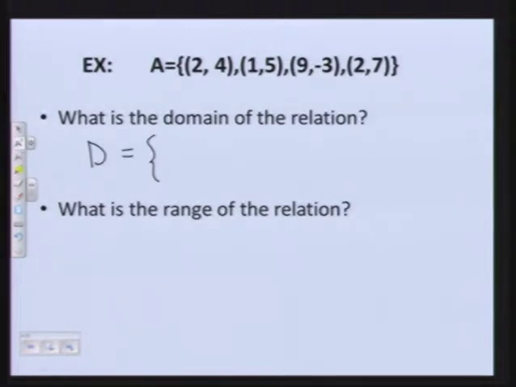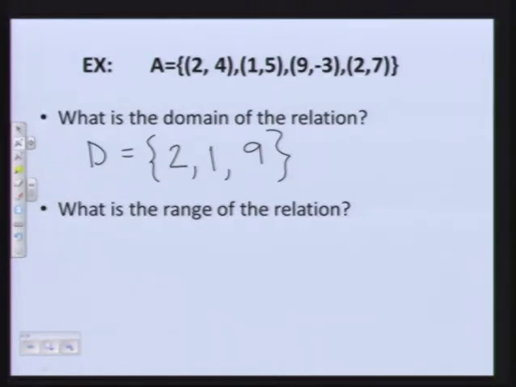So for set A here, I'm just going to list the elements of the domain. So first one, my x here, I have 2. The second point has an x value of 1. The third one, we have 9. And last is 2 again. So like I said, I'm not going to repeat that. I'm just going to stop there. And that's going to be the domain of that particular relation.